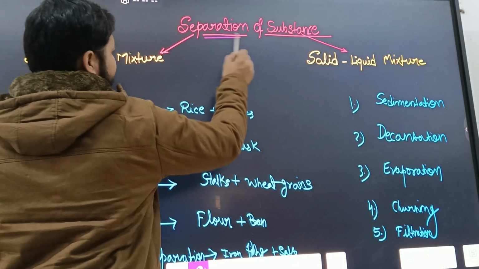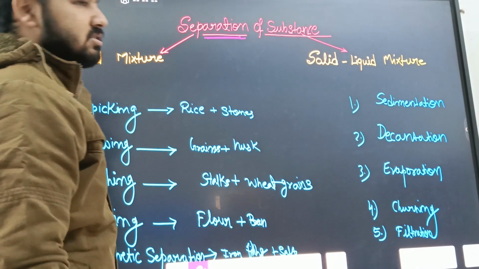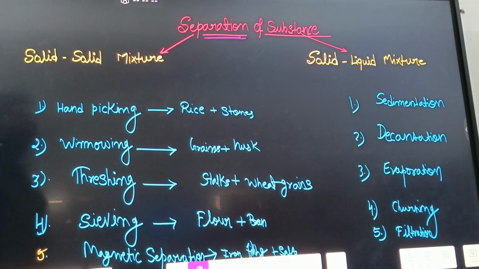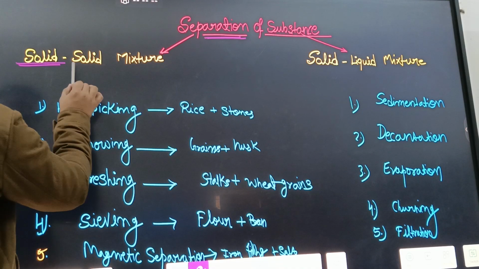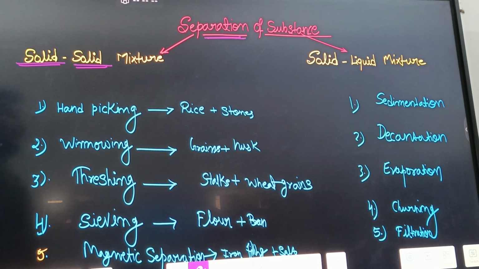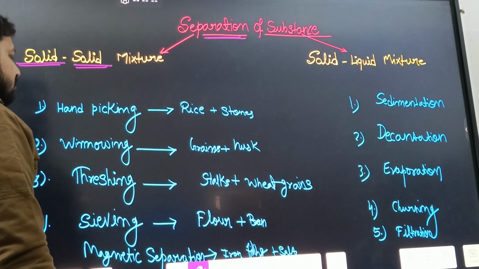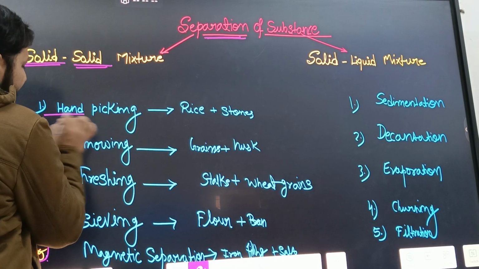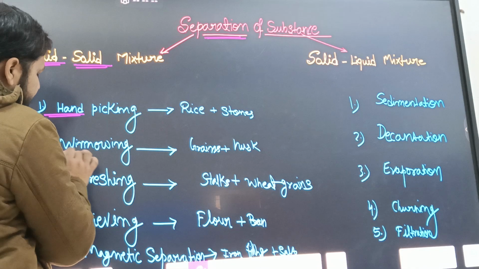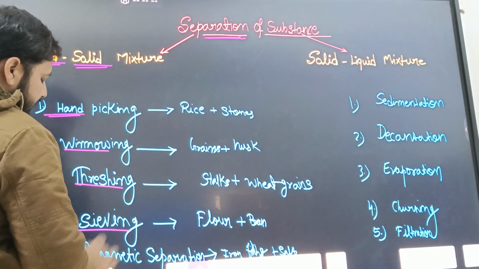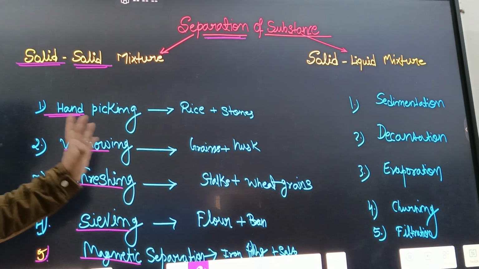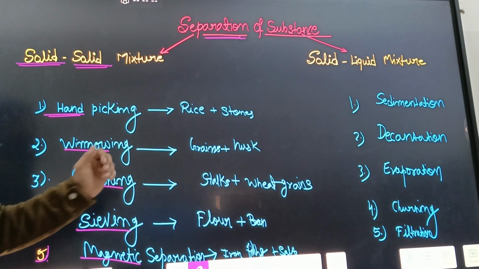Here are some separation techniques. We can separate substances according to their nature. If we have a mixture of solid and solid, then we can separate it by these five processes. First is hand picking, second is winnowing, third is threshing, fourth is sieving, and fifth is magnetic separation. One by one we will discuss all these separation techniques in the next slides.